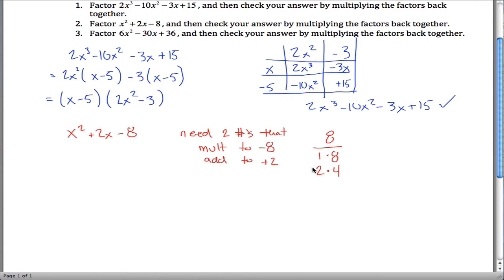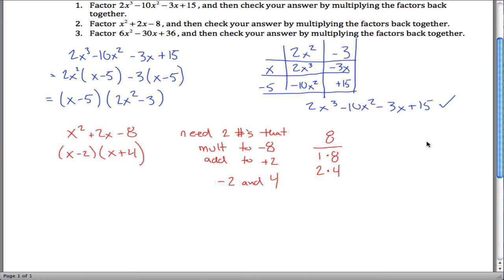If I want to multiply to negative 8, I need one of these two to be negative. And to add to positive 2, I'd need to use these two, with the 2 being the negative one. In other words, the two numbers are negative 2 and positive 4. And so I can factor this as x minus 2 and x plus 4.